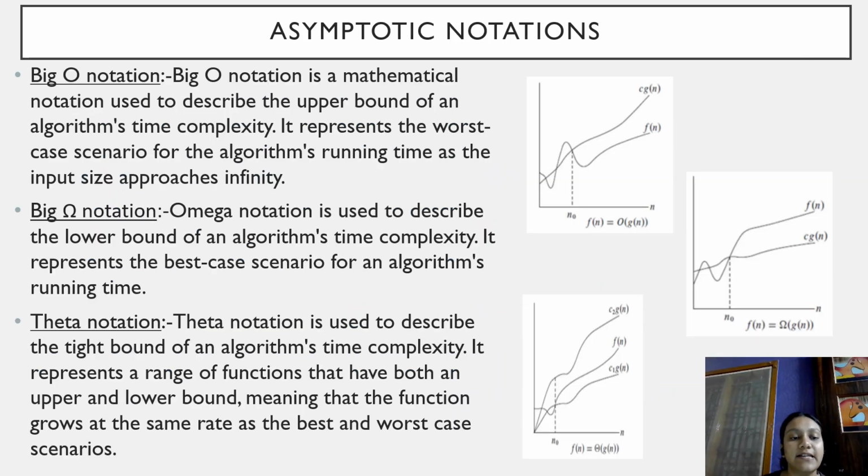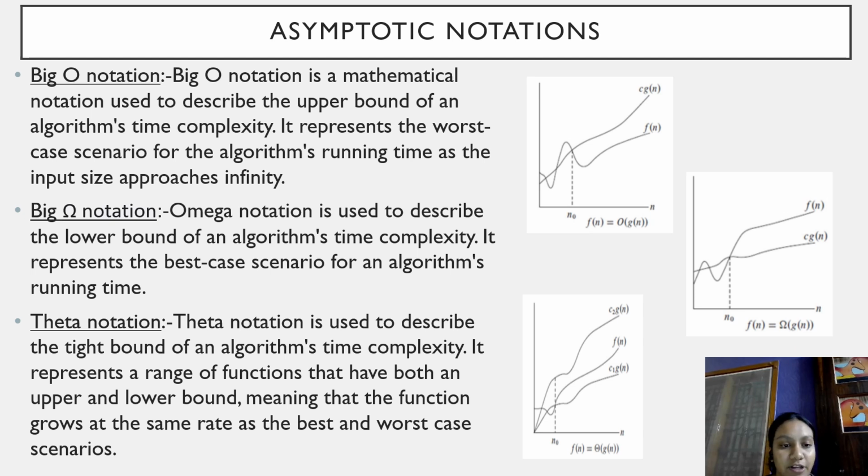Asymptotic notations. These are the notations used to describe the time complexity and the space complexity of the algorithms. There are three main asymptotic notations used. One is big O notation, big omega notation, and theta notation. Now, big O notation. Big O notation is a mathematical notation used to describe the upper bound of an algorithm's time complexity. It represents the worst case scenario for an algorithm's running time as the input size approaches infinity.